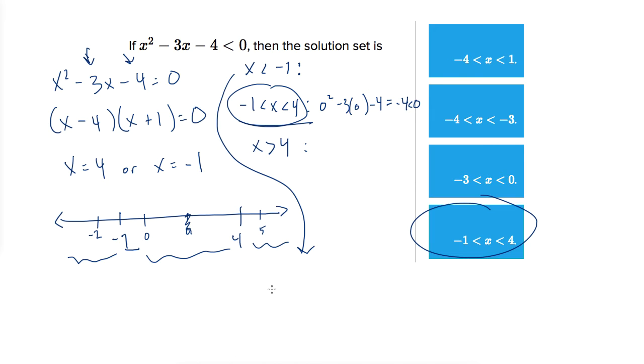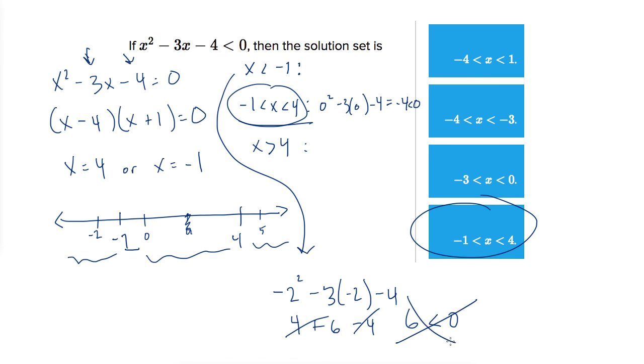Let's just say if we plug a -2 in, which would be x is less than -1, then we're going to get -2 squared minus 3 times -2 minus 4, which is 4 plus 6 minus 4, which gives us 6 is less than 0, which is not true. Okay, so this is not true, this is not true, and this is our correct answer.